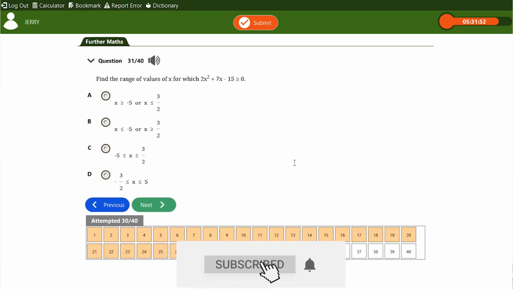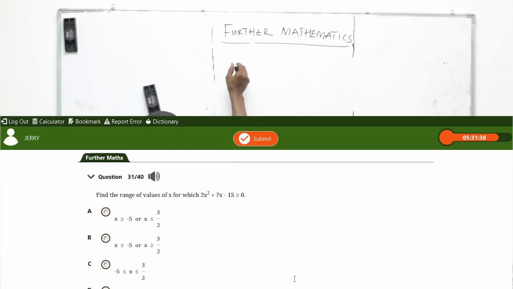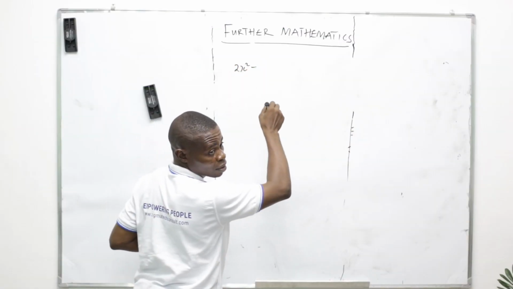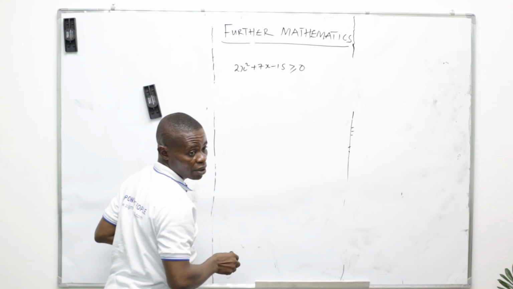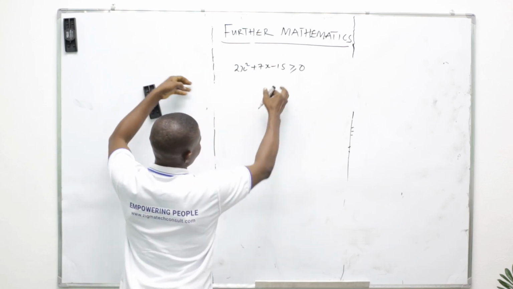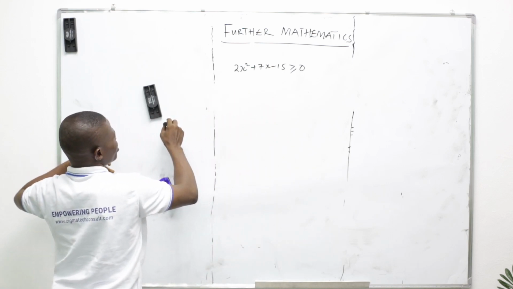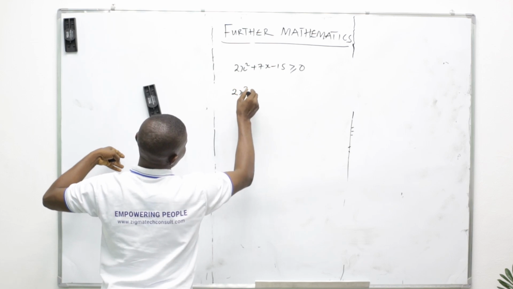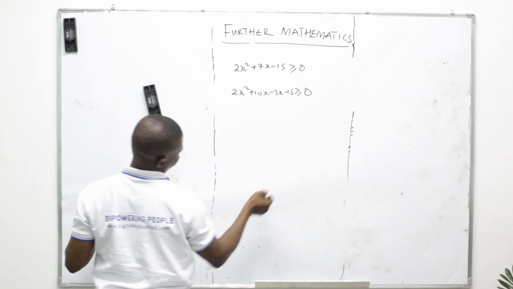Find the range of values of s for which 2s squared plus 7s minus 15 is greater than or equal to 0. 2s squared plus 7s minus 15 is greater than or equal to 0. This is a quadratic equation. This into this minus 30. In 30, 10 and 3, okay? 2s squared plus 10s minus 3s minus 15 is greater than or equal to 0.